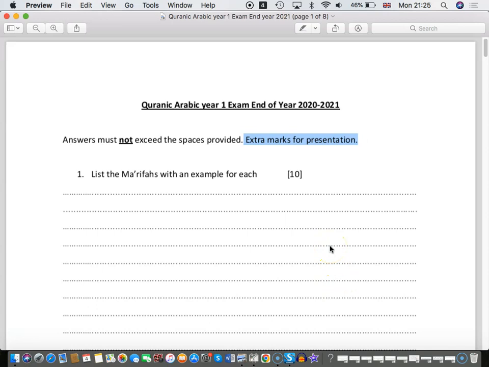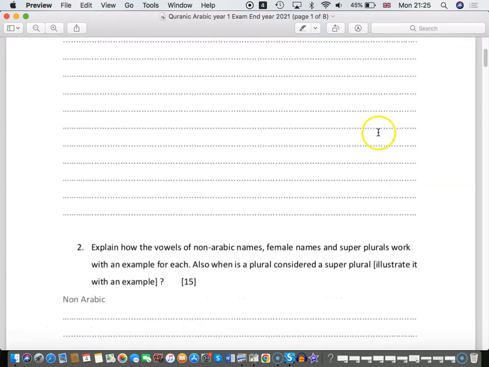If you get stuck on a question, don't worry. Skip it, go to the next one, and come back to it. Take your time, try to understand, read it carefully, and highlight with a pen which parts of the question you're meant to answer. And go over it again and again.